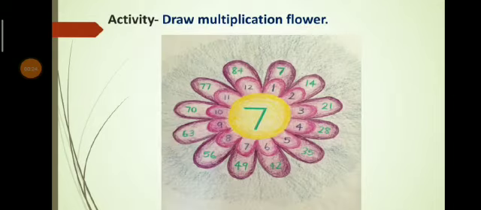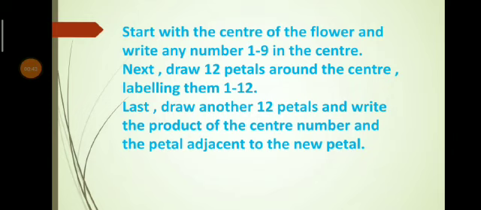Students, now let's do a fun activity. Today, you have to draw a multiplication flower on a white page. Students, you have to make a flower as shown to you in the picture. Start with the center of the flower and write any number from 1 to 9 in the center. Next, draw 12 petals around the center, labeling them 1 to 12.